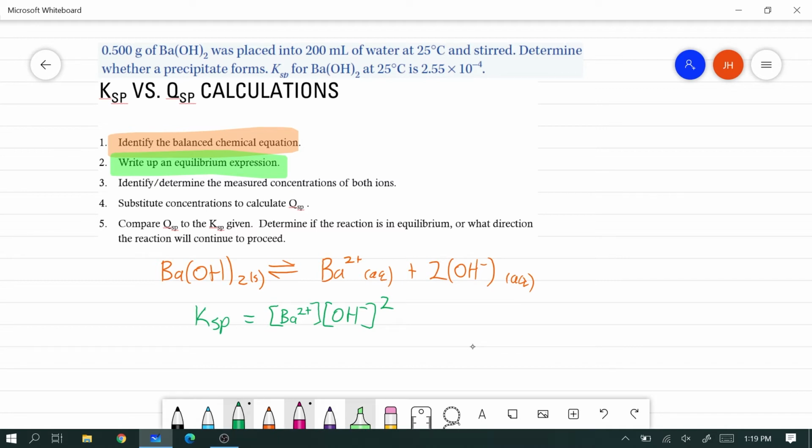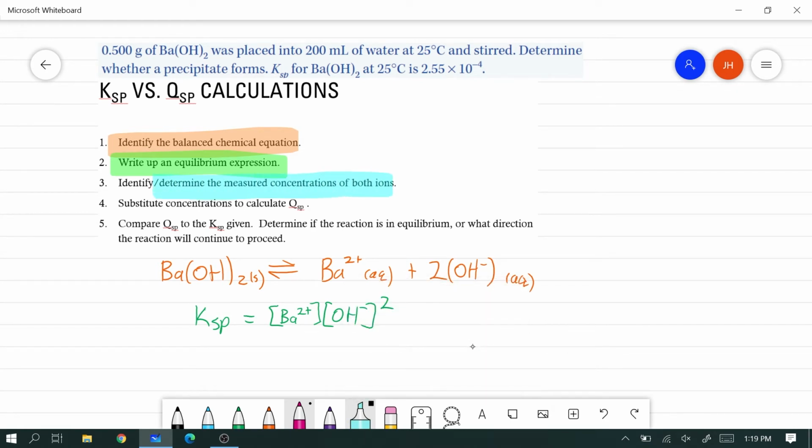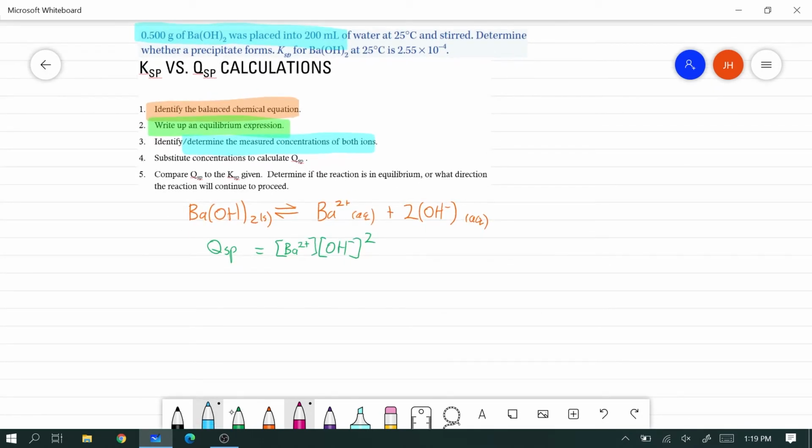Next thing that we need to do is to determine, based on the information that we've been given, what the concentrations of the ions will be. And that's going to be based on this first set of information at the top of the question. So we're going to figure out the concentration of the barium hydroxide, and then from there find the ion concentrations so that we can substitute them back into our Q value. Speaking of, I just noticed that of course we are calculating not Ksp, but Qsp instead. We've been given the Ksp value, and that's what we're comparing it to. So my mistake, but anyway, there's your correction.